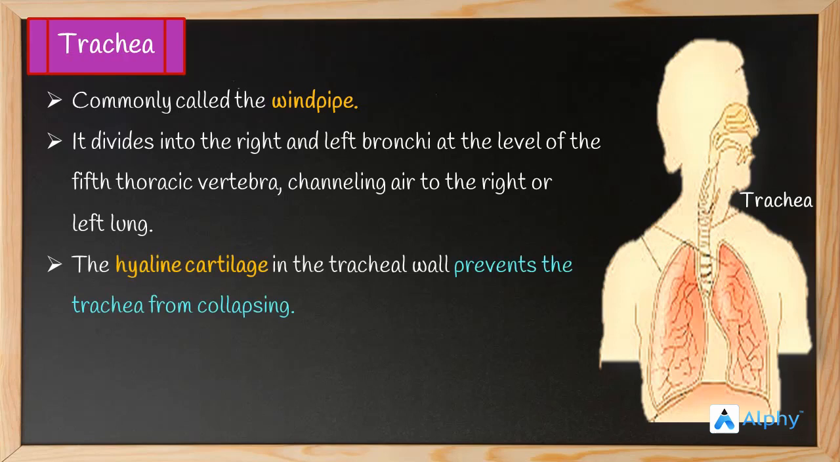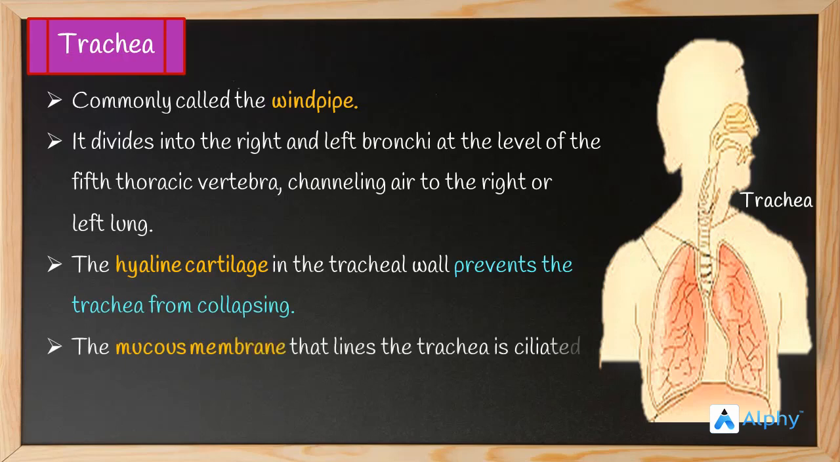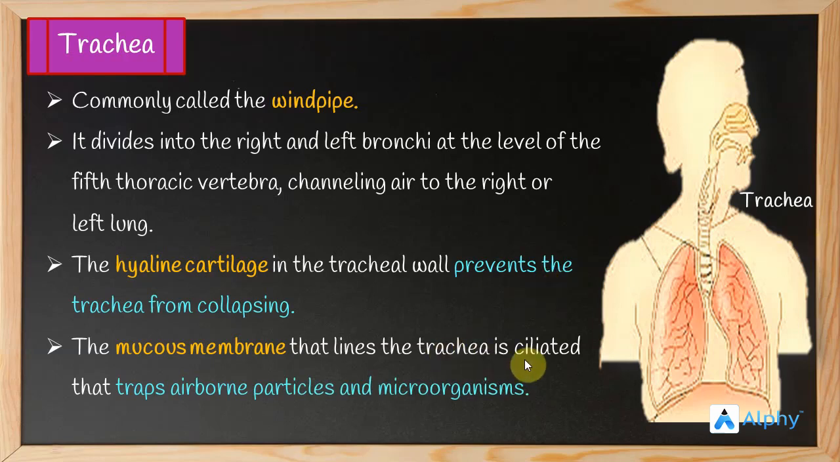Okay, the next is the mucous membrane. The mucous membrane that lines the trachea is ciliated, which traps airborne particles and microorganisms. So again, as you can see, we had a mucous membrane in our nasal cavity. This time also we have a mucous membrane in the tracheal region, okay? And it has a similar function of trapping the microbes and filtering the air, right? The cilia present in the trachea will expel the mucus along with those trapped microbes out of the trachea, okay?